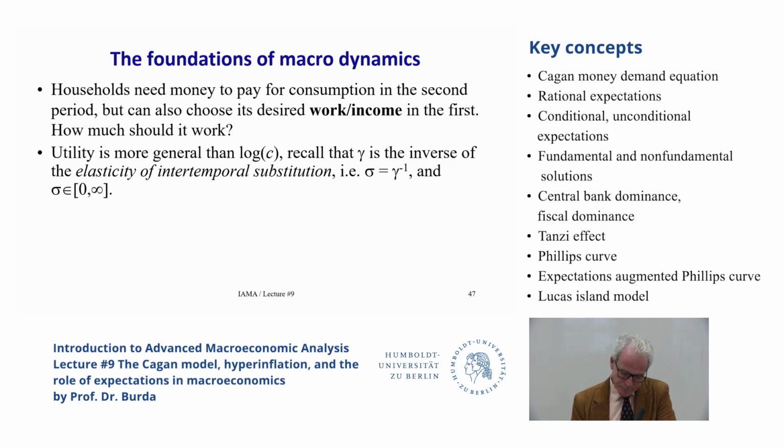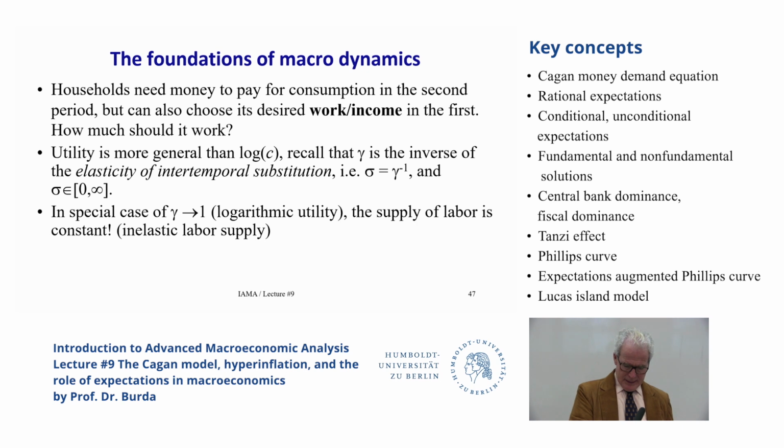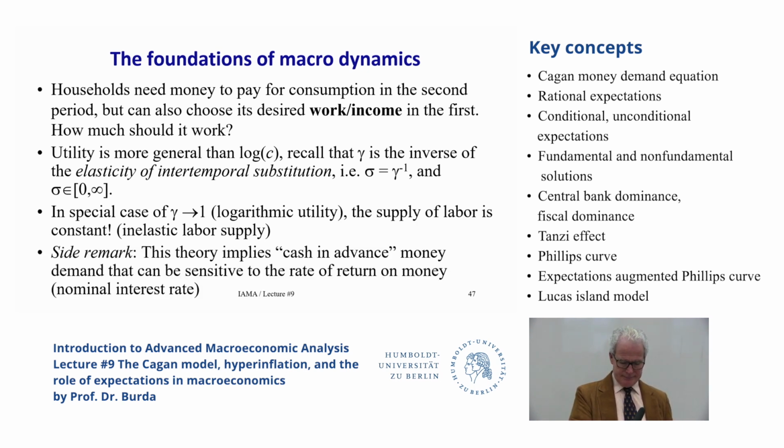higher or lower elasticity of substitution than 1. Okay, so define the elasticity of intertemporal substitution as being the inverse of gamma, following the notation in some famous textbooks. Therefore, sigma is going to range between 0 and infinity. If it's equal to 0, then you have something like Leontief preferences over consumption over time. And in the special case of gamma going to 1, we have logarithmic utility.